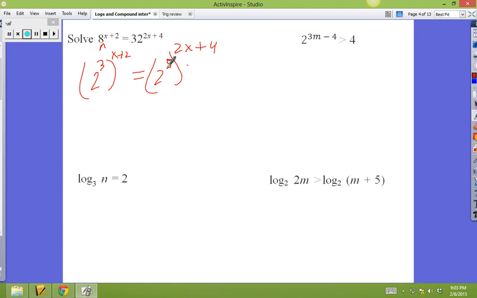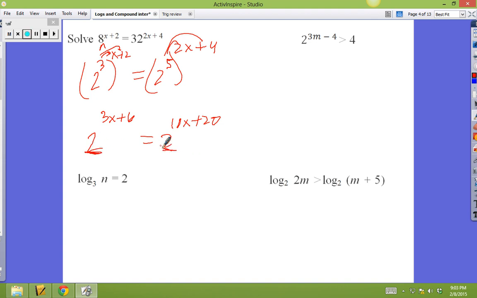Now, here's the problem. If you have an exponent raised to another exponent, you need to multiply these exponents together. So I'm going to change 2 cubed to the x plus 2, and I'm going to multiply both those by 3, and it's going to be 3x plus 6. And then over here, I've got to multiply both these by 5, so it's going to be 2 to the 10x plus 20. And now I'm in business because now my bases are the same.